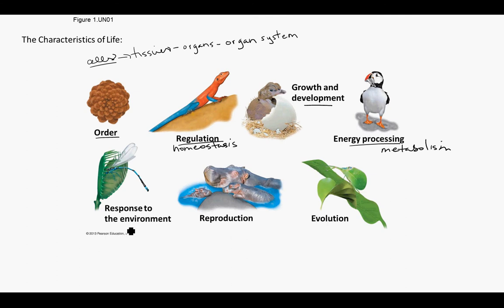Response to environment is whether something can respond to a stimulus and then act on it. So it all has to do with stimulus and reaction. Reproduction has to do with the ability to create offspring. And then evolution is whether organisms can adapt and evolve over time. So these are the 7 characteristics of life. All 7 have to be satisfied in order to be considered an organism. Many non-living things may show some of these characteristics, but are missing some and therefore aren't considered to be living.